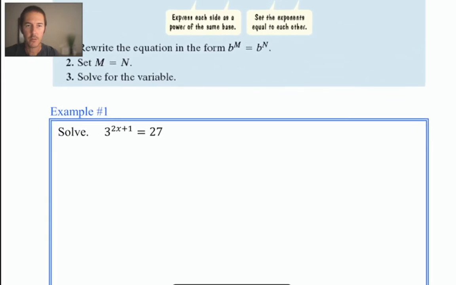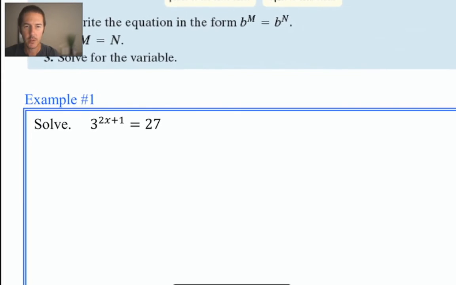In example number one, we've got 3 to the 2x plus 1 equals 27. So at the moment, the bases on the left and right side of the equation are not the same.